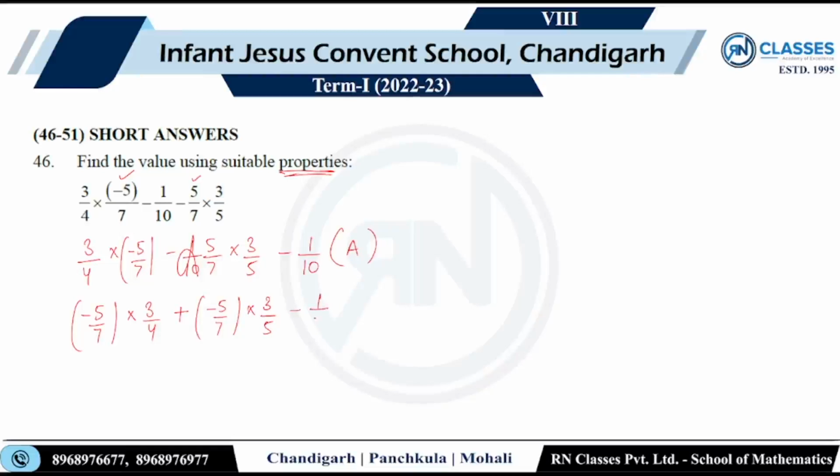Think ahead what you are going to do. So here you did the commutative property because you changed the positions. So minus 5 by 7 in the next step is taken out common, which means you are using the distributive property: minus 5 by 7 into bracket 3 by 4 plus 3 by 5, bracket close, minus 1 by 10. This is the distributive property rule, right?